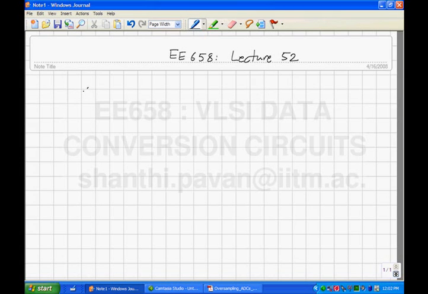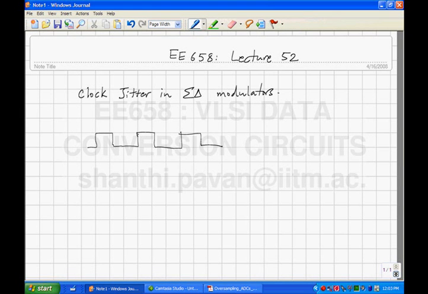Today we will look at clock jitter and delta sigma modulators. So far we've been assuming that the sampling clock is ideal. In other words, every rising edge of the clock occurs after exactly the same time t.